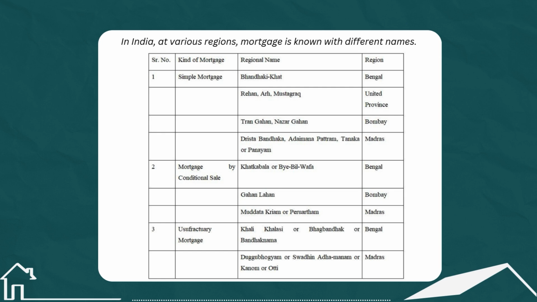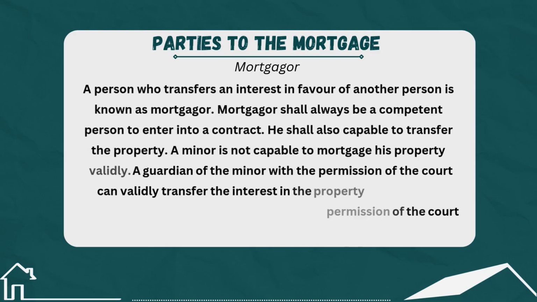In the Madras region, this is known as Duggu Bhoyam or Swadhin Adha Maman or Kanom or Oti. Now, we will look into the ingredients of a mortgage. 1. Parties to the mortgage.